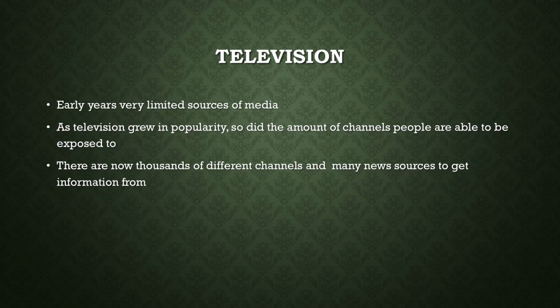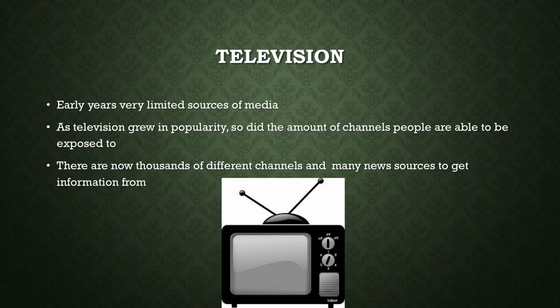Television. In the early years of television, there were limited sources of media available and being produced. As television grew in popularity, so did the amount of channels people were able to be exposed to. There are now thousands of different channels and many news sources to get information from. Television has become one of the top ways of communication for advertising, shows, music, and news.